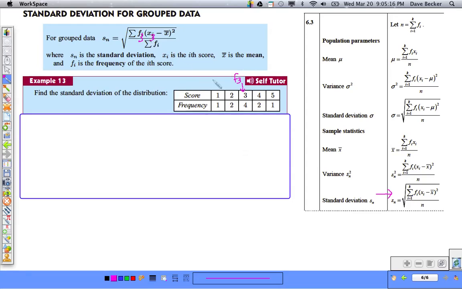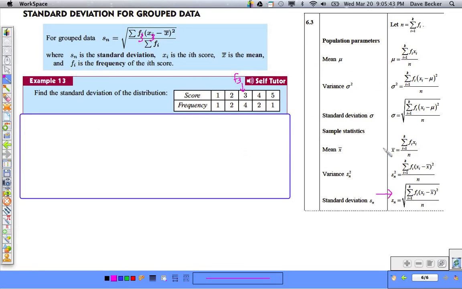So I would take 3 minus whatever the mean of the data is, square it, and then I would have to multiply it by 4 since it happened 4 times. And we divide it by the sum of the frequencies. Okay? I think that's all very jumbled and confusing. The good news is most of this work you will be doing on your calculator.